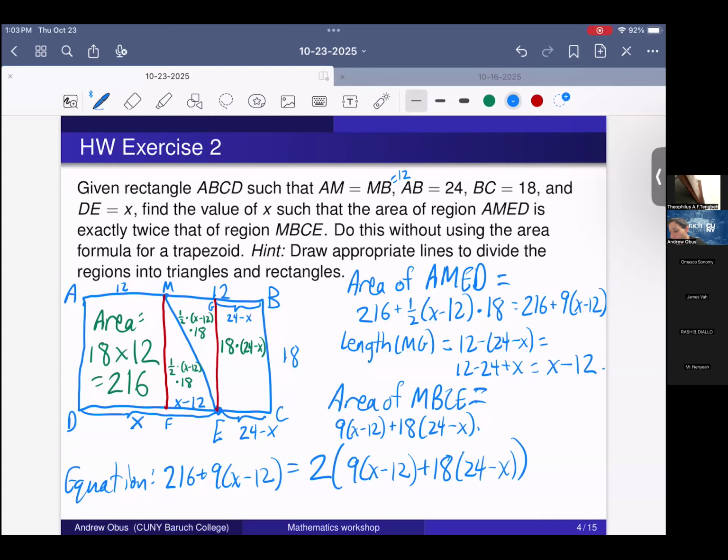Before we go ahead and solve this for x, are there any questions on how we got to this point? How do we get to the point where we set up this equation? We're just trying to write down what all of the different areas are in terms of triangles and rectangles so that we can compare them. Any questions on this so far?